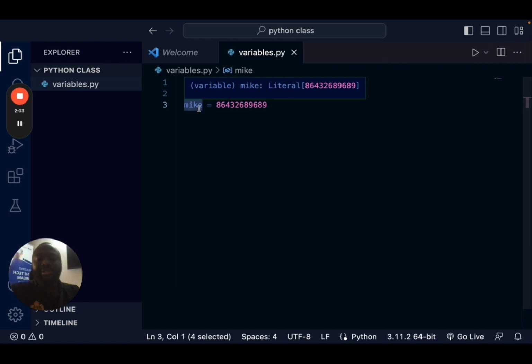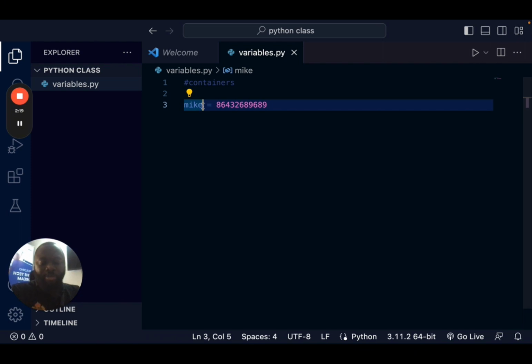The first thing is your variable name should be very descriptive. For example, if I use Mike is equal to this, it's not really telling the whole story because this could mean anything. This could mean Mike's PIN, Mike's password, Mike's number, or anything. So most of the time, your variable name should be descriptive. So you have something like Mike's phone number, for example, is equal to this. Anybody looking at this knows exactly what these numbers are for.